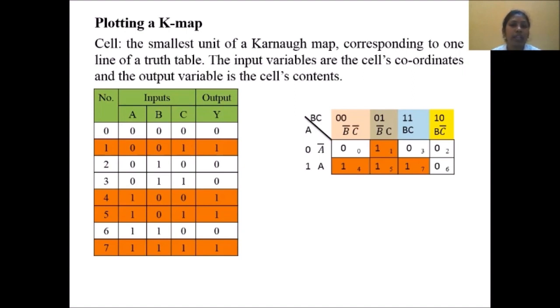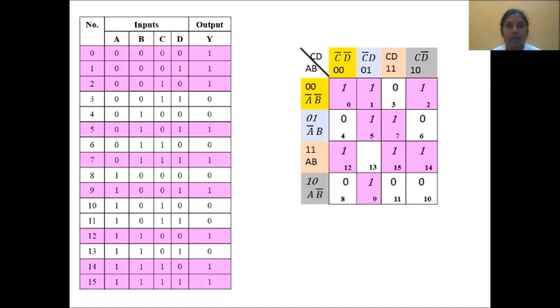Inputs are A, B and C. So we have to draw a three variable K map. The inputs A, B and C should be specified in the coordinates. A is specified in the lower coordinate and B, C are specified in the upper coordinate. The output Y is written inside the cells in the specified order for a three variable K map: M0, M1, M3, M2, M4, M5, M7, M6. So in this order, the output Y is written inside the K map.